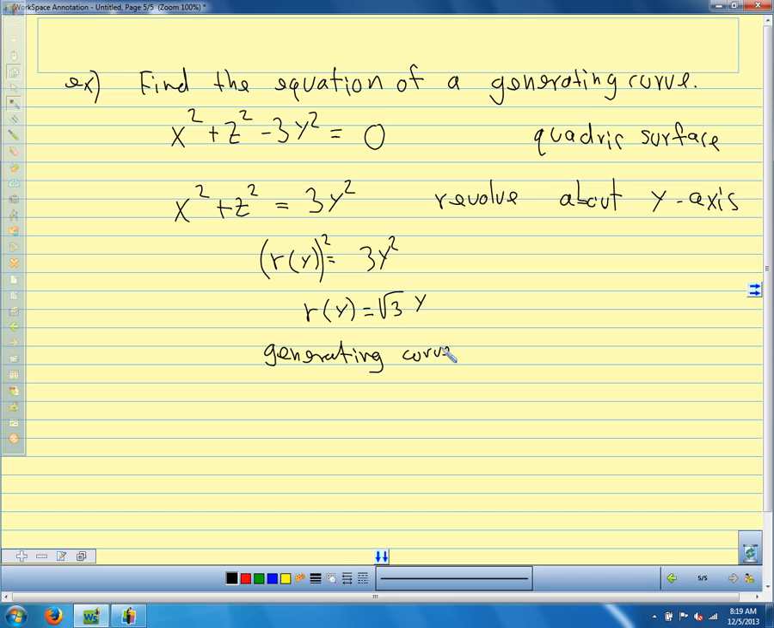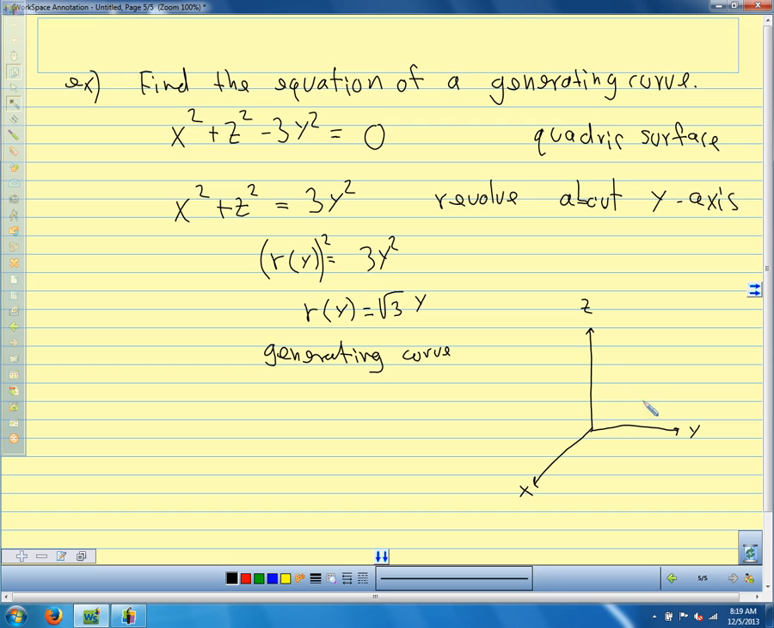Thinking about what we talked about with the last problem, we're revolving this about the y-axis, so we can think of our curves being in which planes? Let's draw a picture over here, so it helps you visualize. So we're revolving about the y-axis. What planes would be convenient to have our generating curve placed in, if we're revolving a curve about this axis?